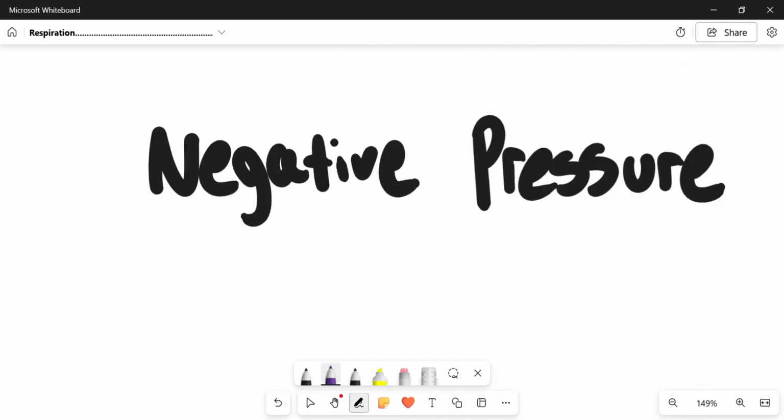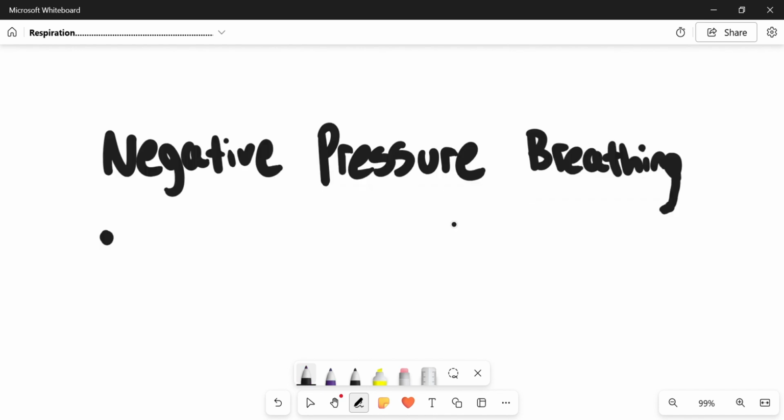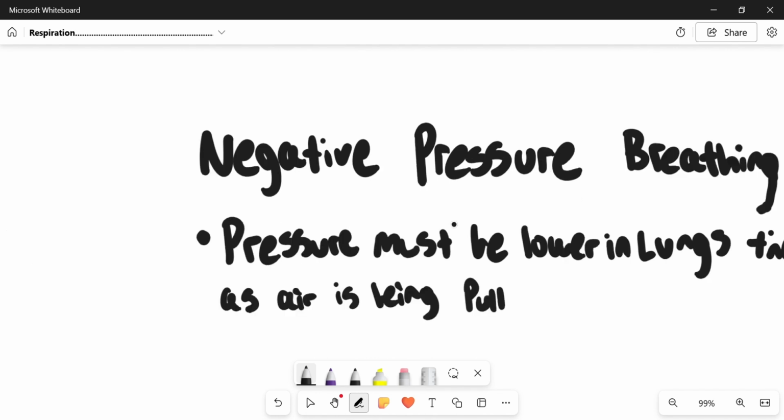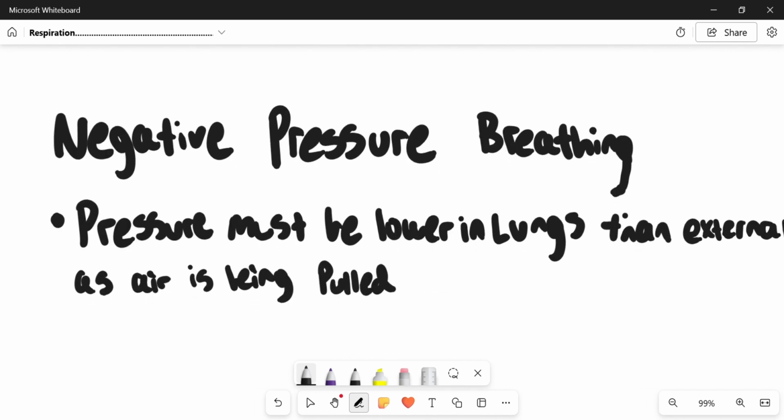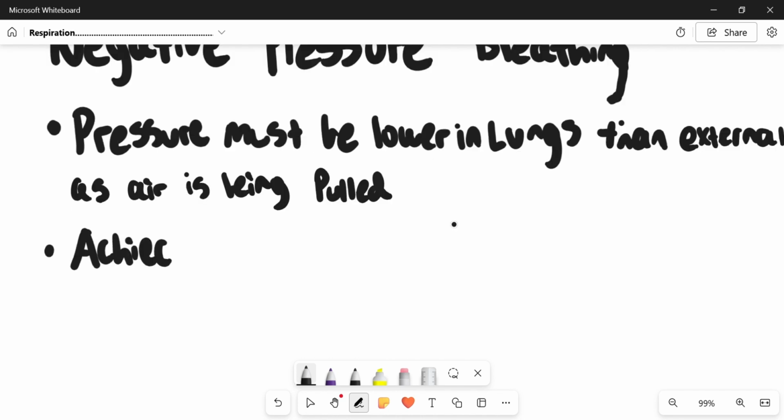Now I'm going to be going over negative pressure breathing. So to move oxygen from the atmosphere into the lungs, the pressure must be lower in the lungs. It's a pulling motion rather than pushing air into our lungs, we're pulling air into our lungs. And this is essentially achieved by expansion of the chest wall by muscle contraction. So let me actually just write that down just to make that really clear. Pressure must be lower in the lungs than external as air is being pulled into the lungs. And this is achieved through the expansion of the chest wall through contraction.